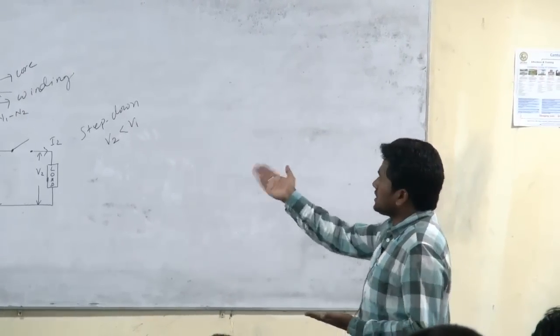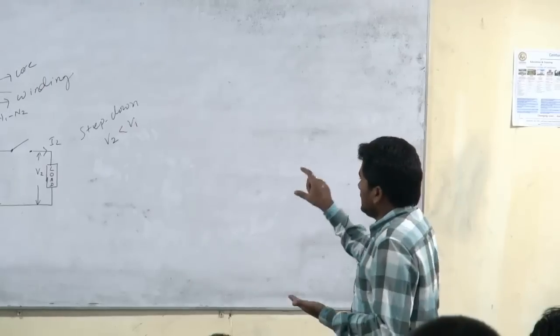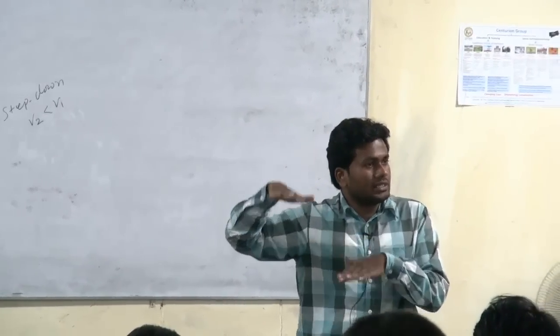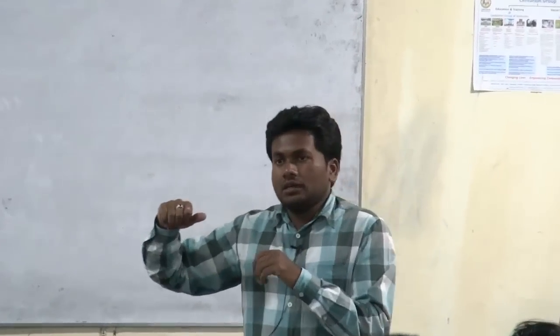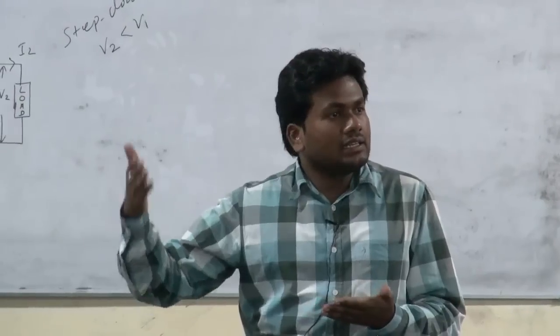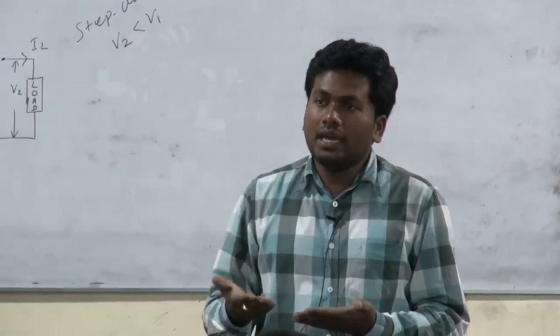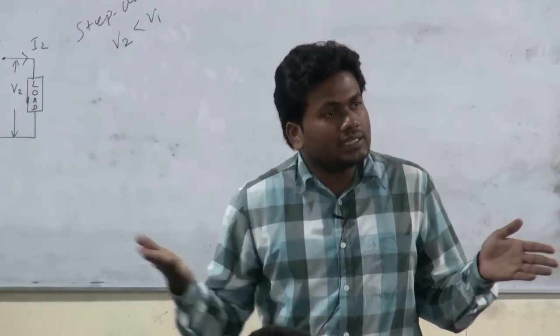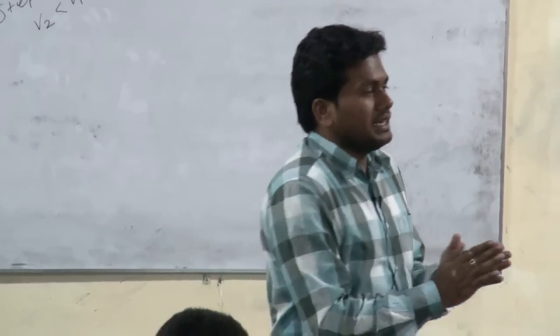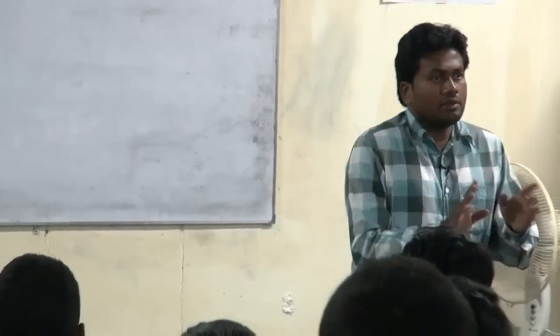In case of step up transformer, the primary has fewer turns and the secondary has more turns, the same section. When we have a higher voltage on the secondary, that is called step up. When we have a lower voltage than the primary, that is called a step down auto transformer. The only reason is that we are having only one winding.